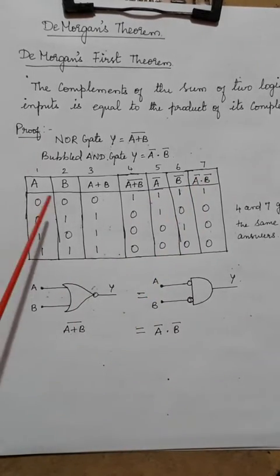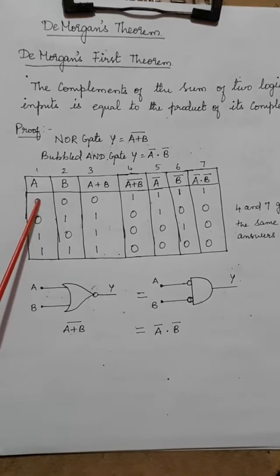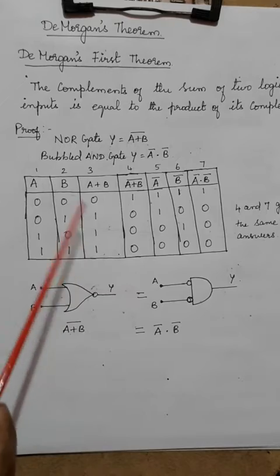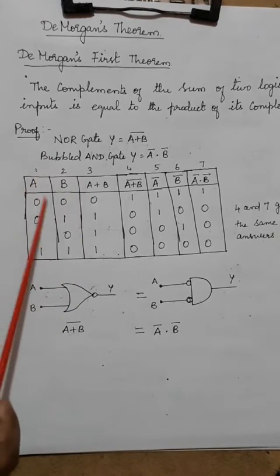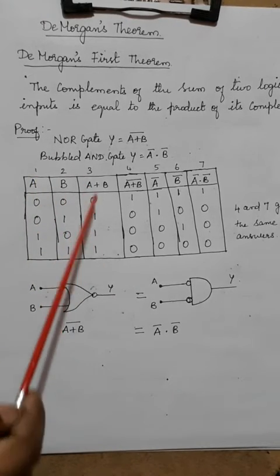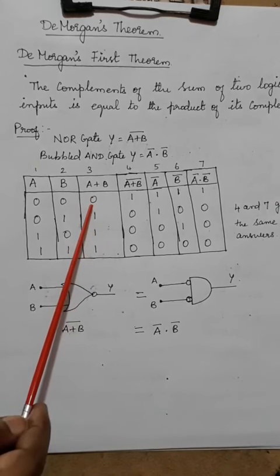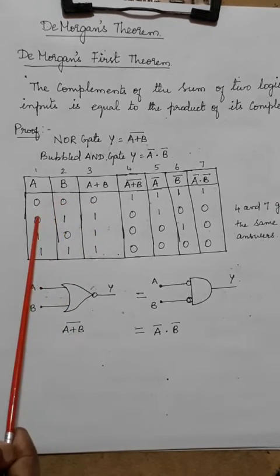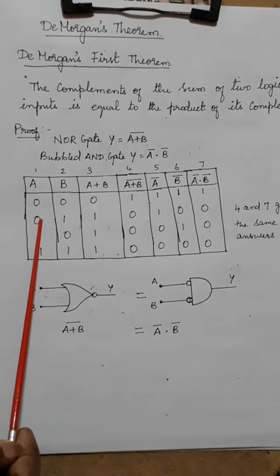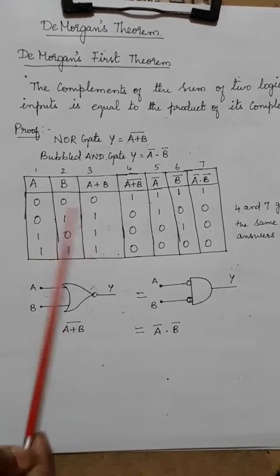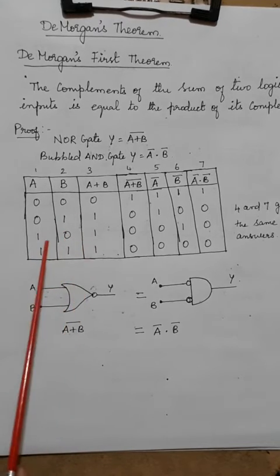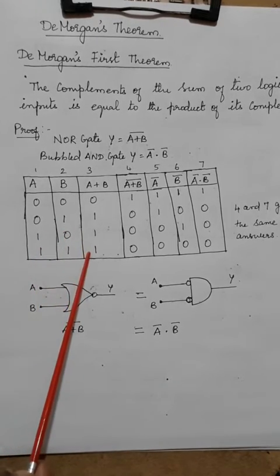So now we always know what the various inputs are: 0, 0, 0, 1, 1, 0, 1, 1. What's the third one? Third column, the first two are inputs. Third column is nothing but A plus B. Then 0, 1 gives me 1. Then 1, 0 gives me again 1. 1, 1 gives me 1.